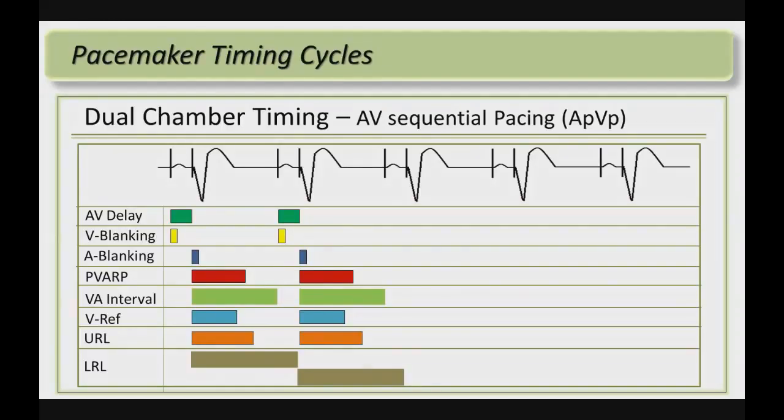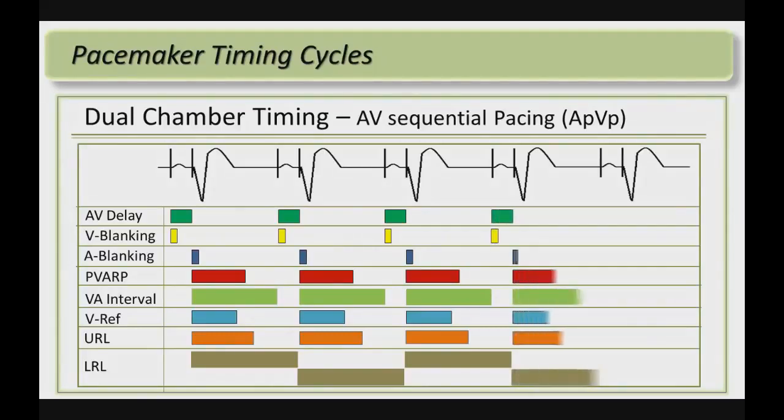Once again, our VA interval timer expires, telling us that we need to pace in the atrium again. With that atrial pace, we start our timers. The AV delay expires, telling us we need to pace in the ventricle, which starts our ventricular timers again. And this process will just continue on.